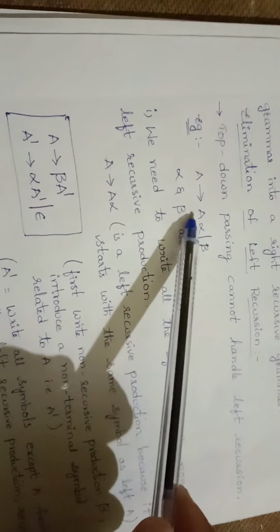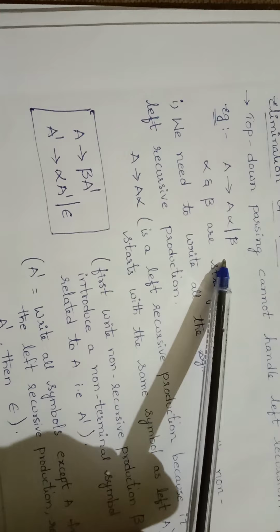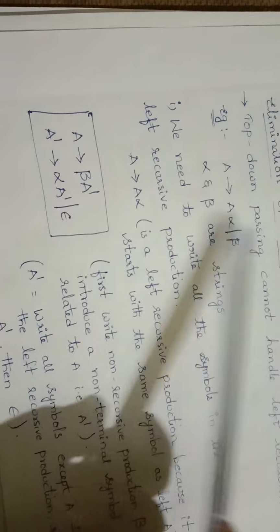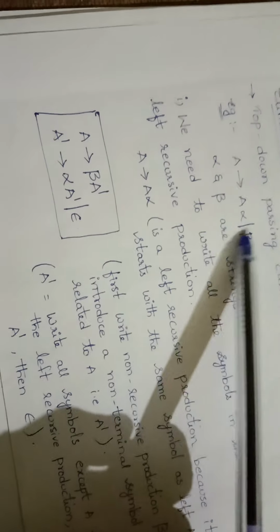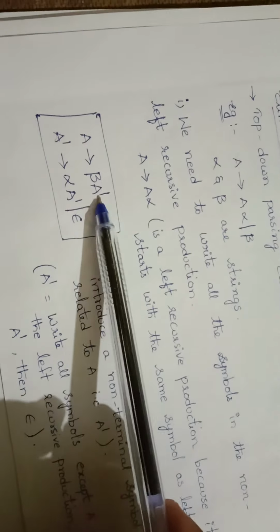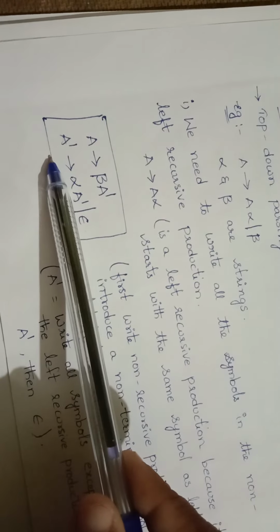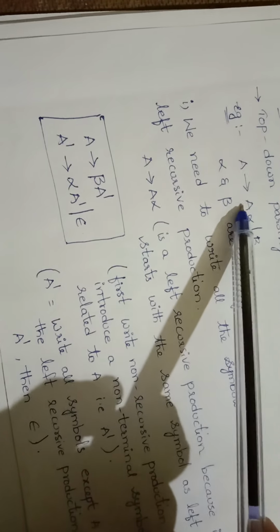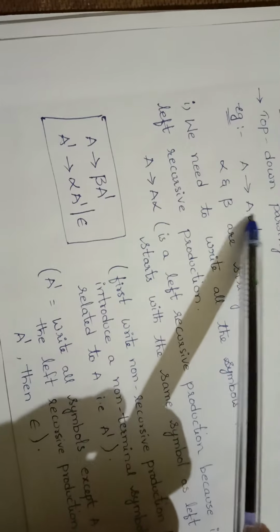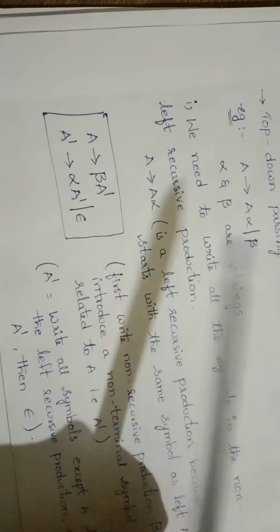So here consider A tends to A alpha or beta. Here alpha and beta are strings. The non left recursive production here is beta, so A tends to beta, and introduce a new symbol, that is A dash. A tends to beta A dash. For this A dash also we need to derive. So A dash tends to, what is the step I told here? Write all the remaining symbols except the starting symbol. The remaining symbol we have here is alpha, and then write the newly introduced symbol, and then write epsilon. This is how we eliminate the left recursion.